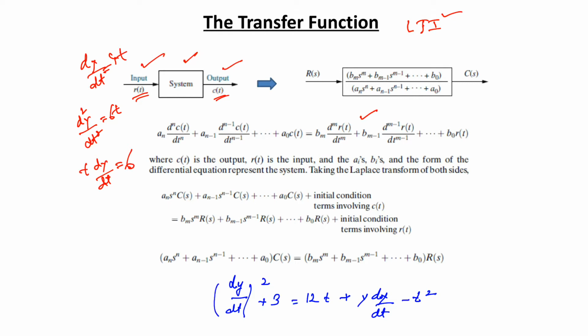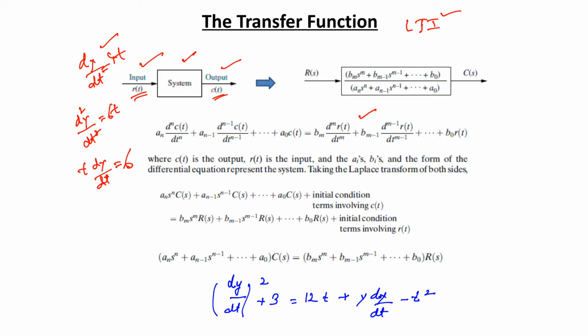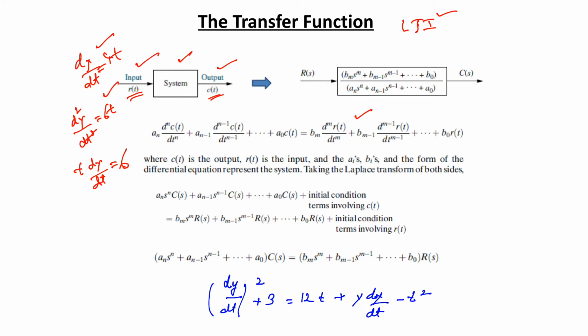Now there are a few examples of that. Let us suppose we have dy/dt equal to 4t. It is a linear differential equation. d square y by dt square equal to 6t is a linear differential equation, and t dy/dt equal to 6 is also a linear differential equation. Now an example of a non-linear one is written here. It is (dy/dt) whole square, and t square is there, so it is a non-linear differential equation.